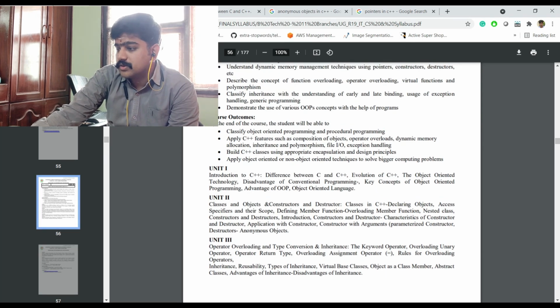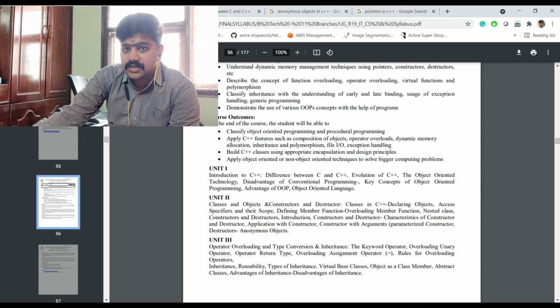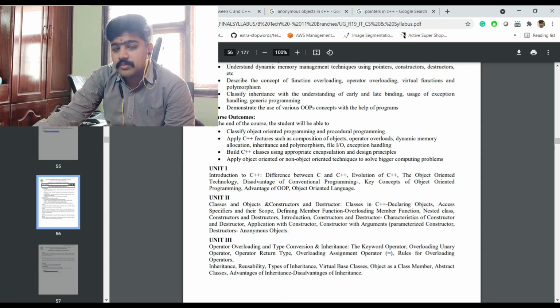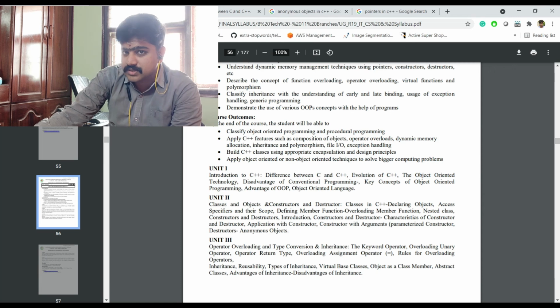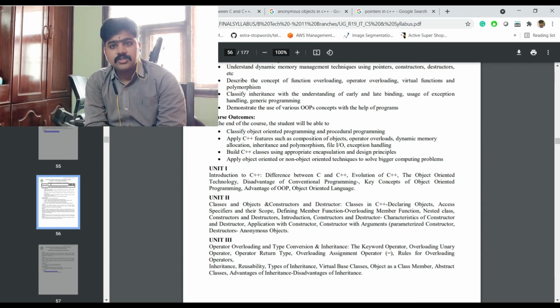Then in the third unit, you have operator overloading. All the function related stuff is discussed in unit 3. Unit 2 discusses constructors and destructors and other features of functions, that is member classes and member functions. And unit 1 is completely the theory part, an introduction to C++.